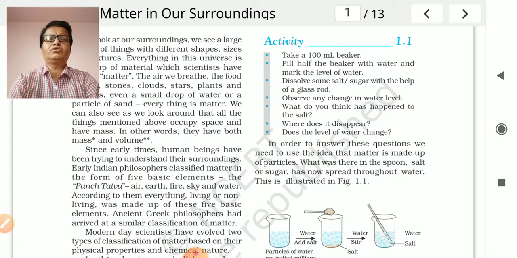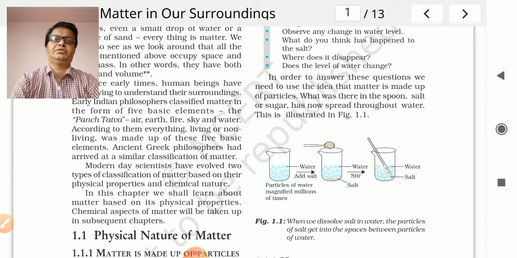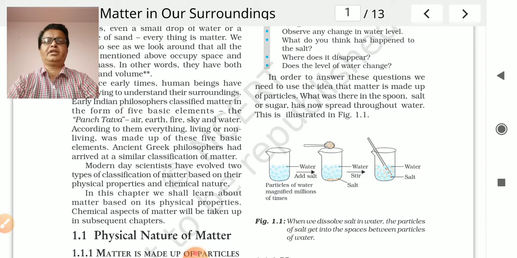According to them, everything living or non-living was made up of these five basic elements, the Pancha Tattva. Ancient Greek philosophers also arrived at a similar classification of matter. But in modern days, scientists have evolved two types of classification of matter, based on physical properties and chemical properties.